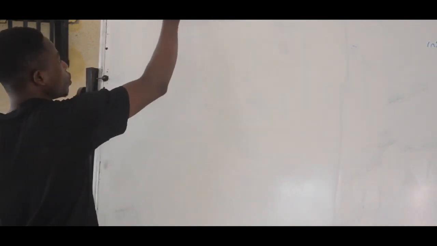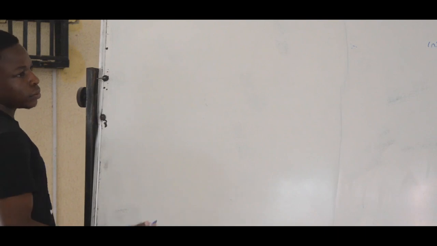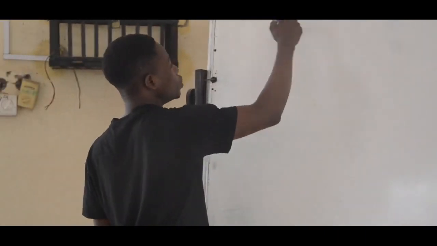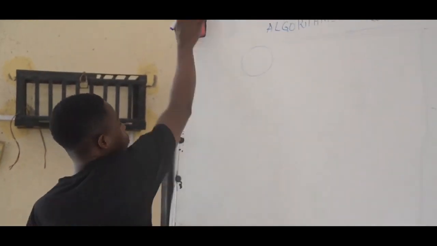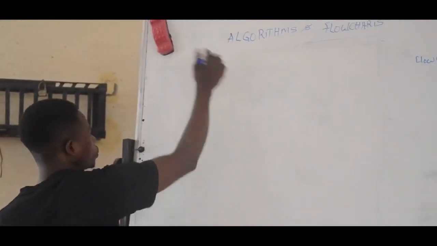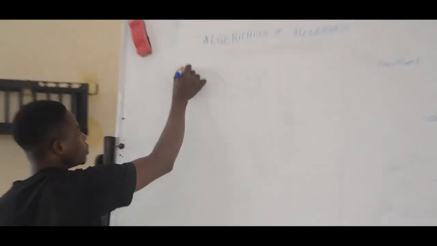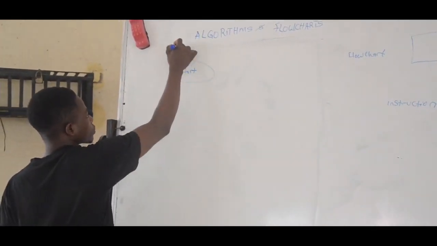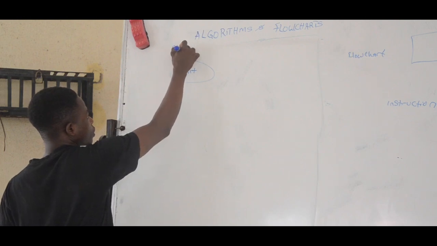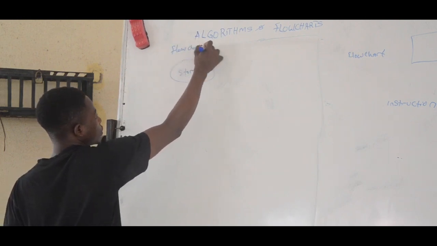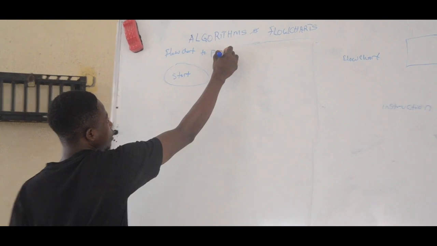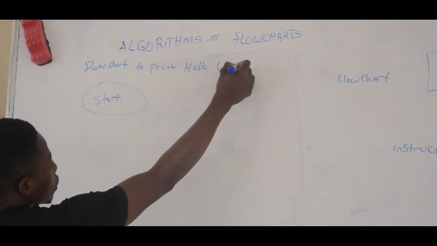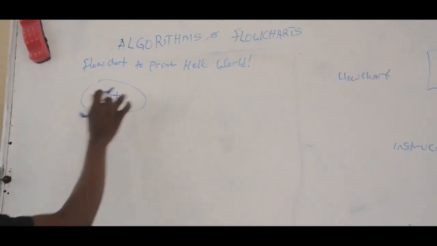So now we start with hello world. We want to use a flowchart to show, or to program, hello world. So this is an oval shape. I tell you, it's not a circle, don't call it a circle, it's an oval shape. So now, you start. Flowchart to print hello world.